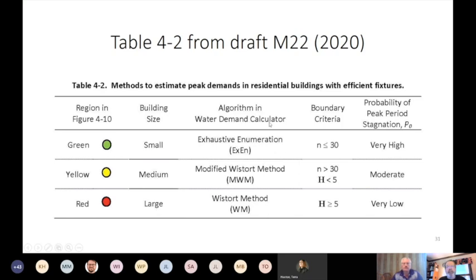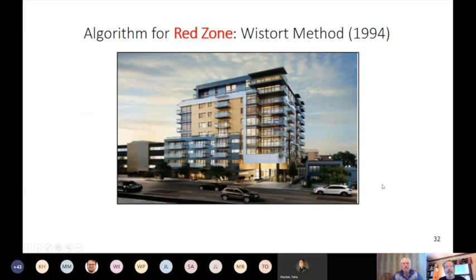We've got some different algorithms that we have to use to estimate the peak demand, because in small buildings, we've got to talk about discrete fixtures. When we have large buildings, we can really use more of a continuous type of numerical approach. And so this is a summary table from the new draft of M22 that's coming out in the near future. I'm going to illustrate this with a couple examples.